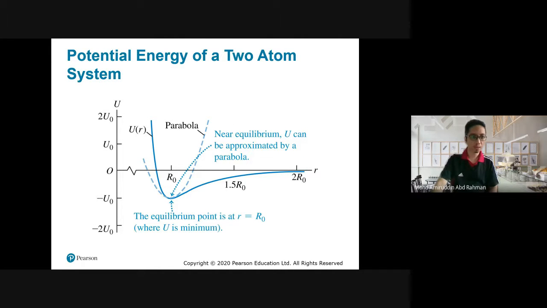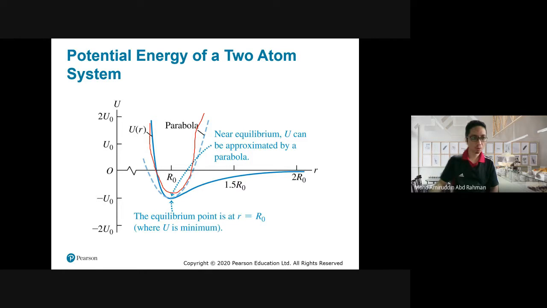Okay, we look at an example. For example, we can also calculate the potential energy of a two atom system. If we have two atoms over here, if it is in equilibrium, it will follow the parabolic curve. Okay, so it's like that.